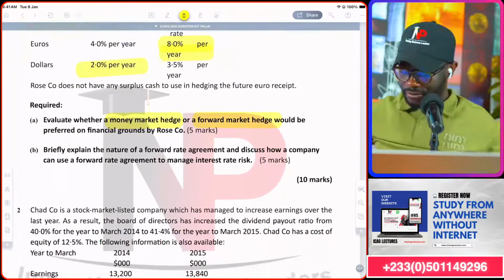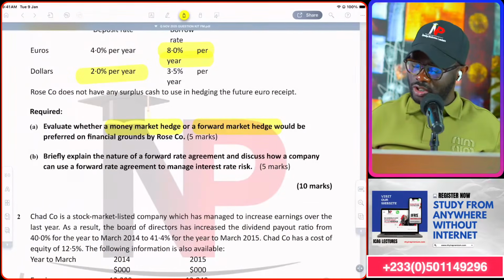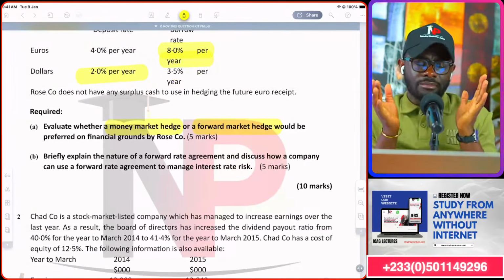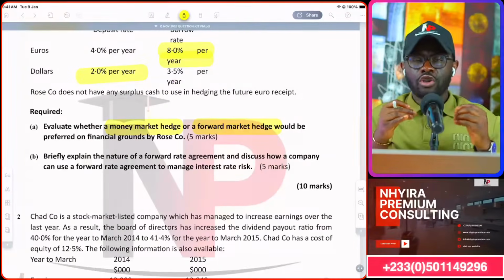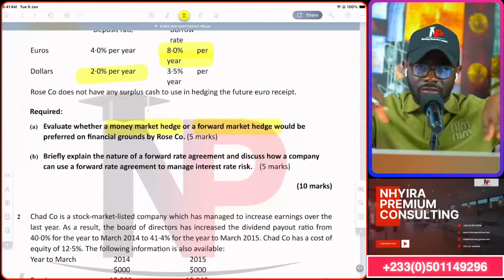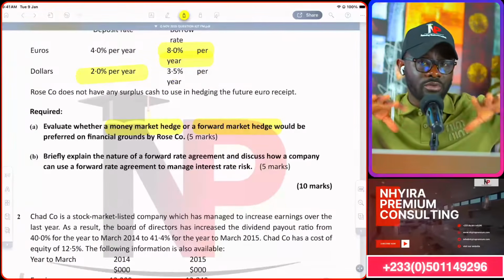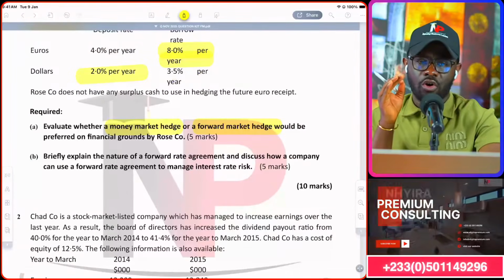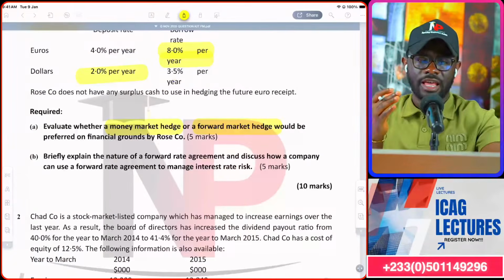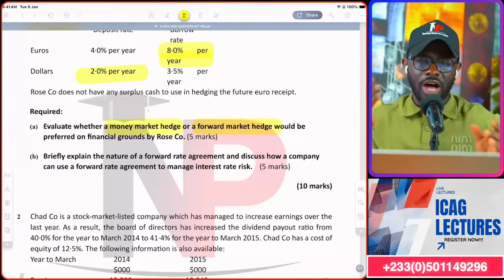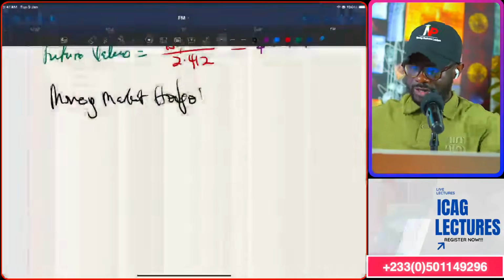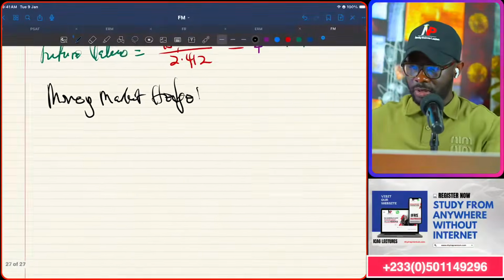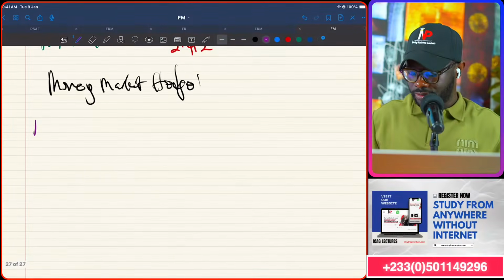So let's see what we have here. Roscoe does not make any surplus cash to use in hedging the future euro receipt, because sometimes there could be net off issues. If there are net off issues, then not all the money will be subject to the hedging environment. That is something you would have to be mindful of, because it will be based on the context of the structuring of the question and how you actually present your answers at the end of the day. But let's go first, and then euros to be borrowed for 6 months.